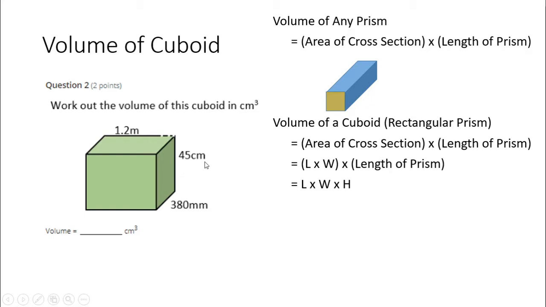So the 45 centimeters is fine. We'll need to convert the 1.2 meters and 380 millimeters. So there we go. Meters to centimeters, we times by 100. Millimeters to centimeters, we divide by 10.